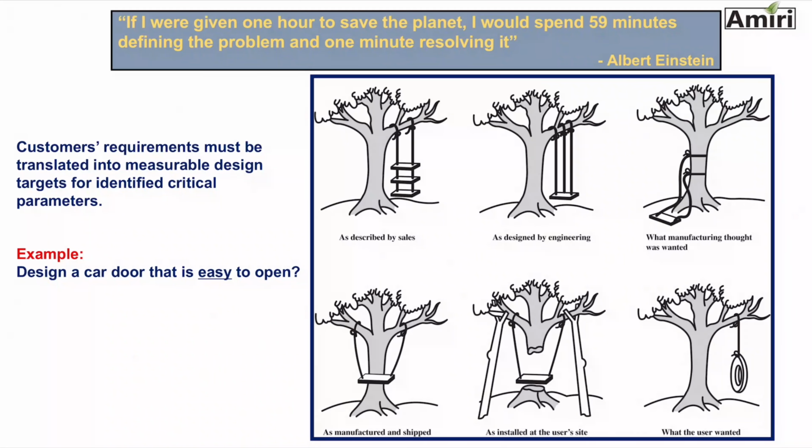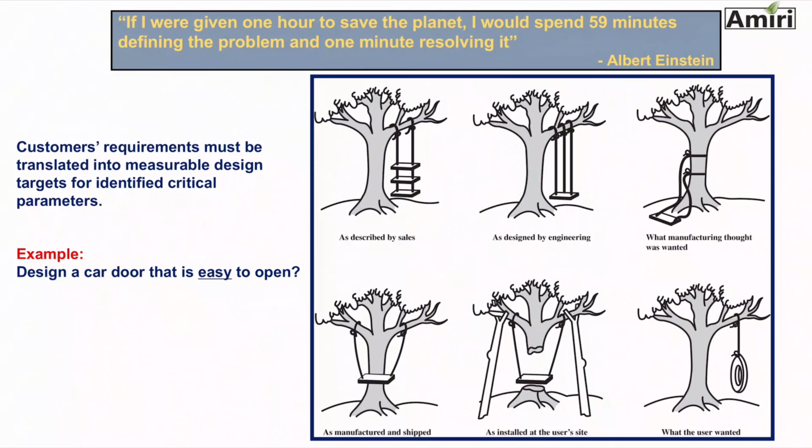Poor product definition or lack of understanding of the design problem and customer wants is responsible for 80% of the delays in a project, specifically in the time to market of a product. So it's very important. Here's an example of what a customer wants.